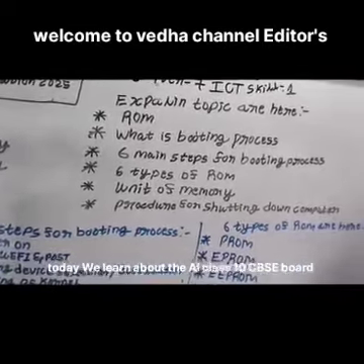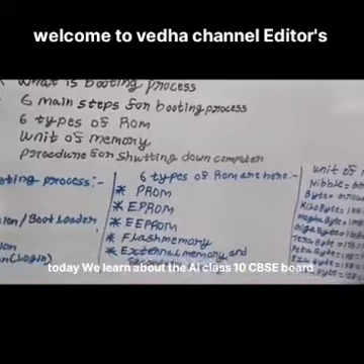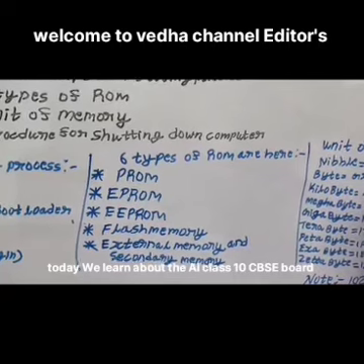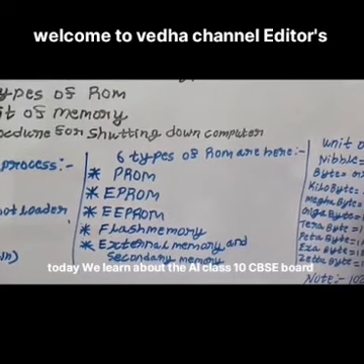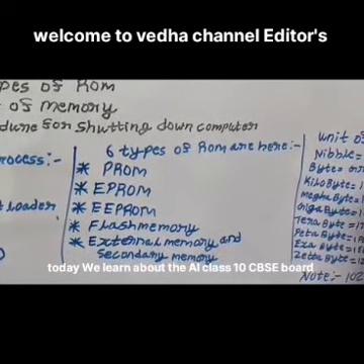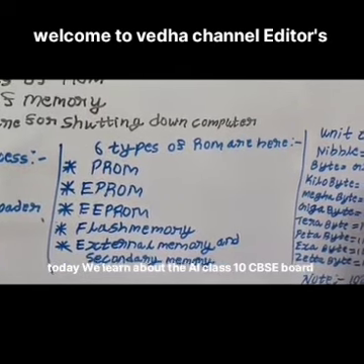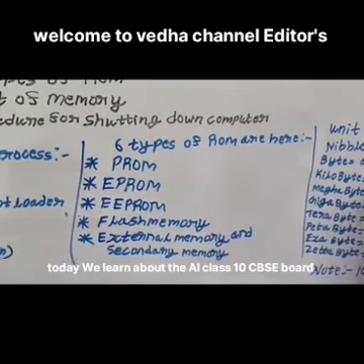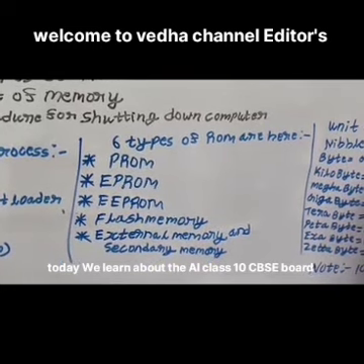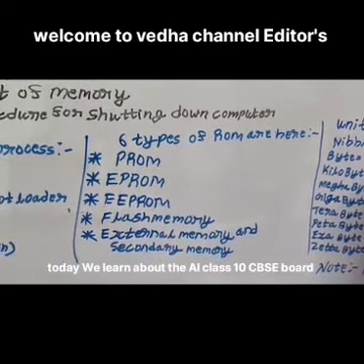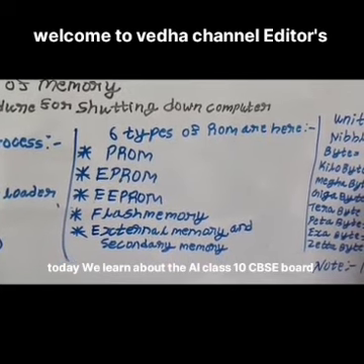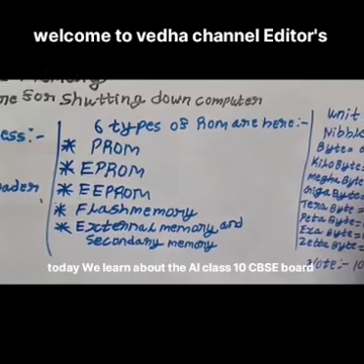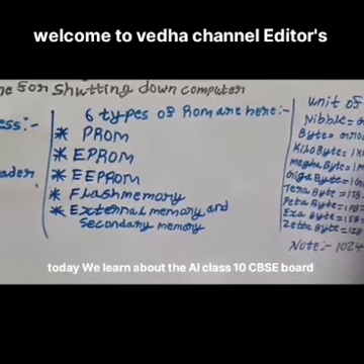Now we go to the 6 types of ROMs. The 6 types of ROMs are here: PROM, Programmable Read-Only Memory; EPROM, Erasable Programmable Read-Only Memory; EEPROM, Electrically Erasable Programmable Read-Only Memory; and Flash Memory, External Memory and Secondary Memory.